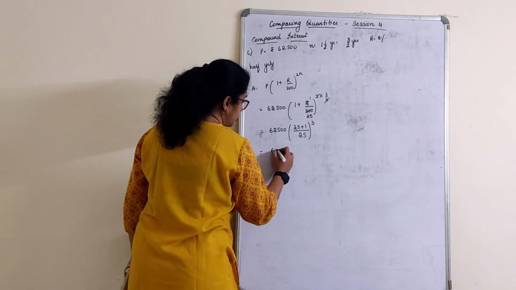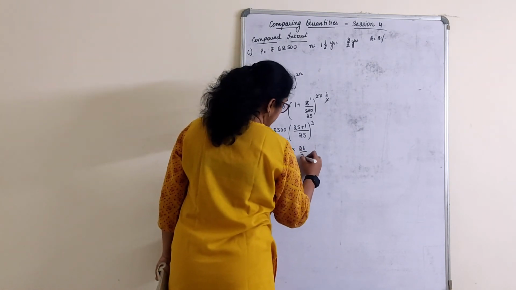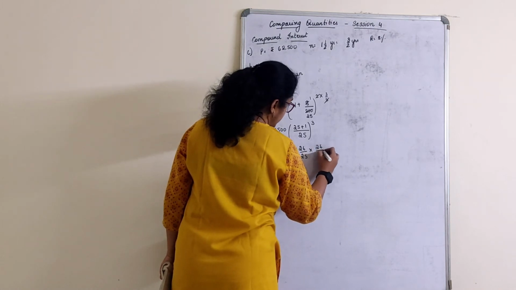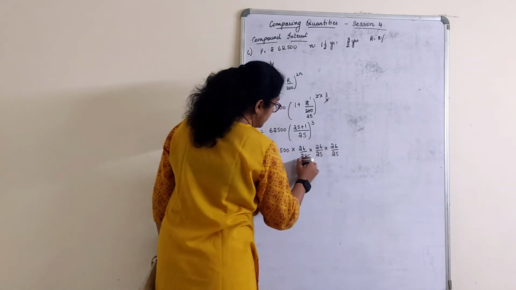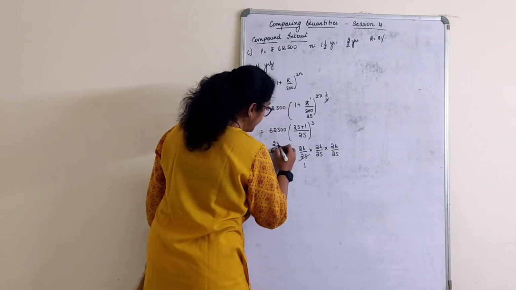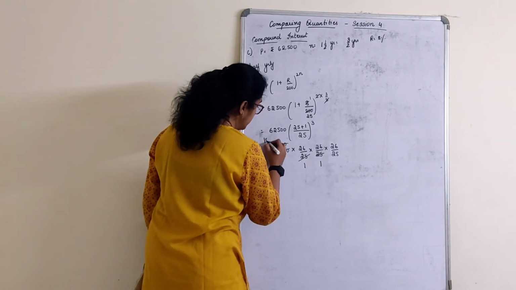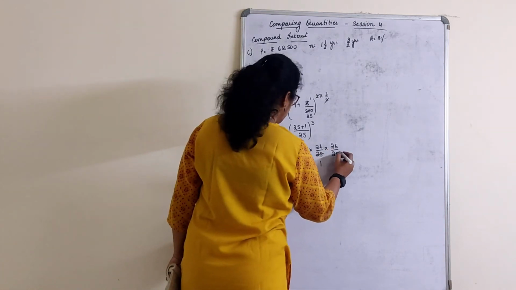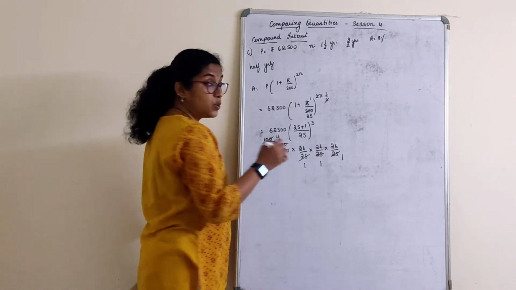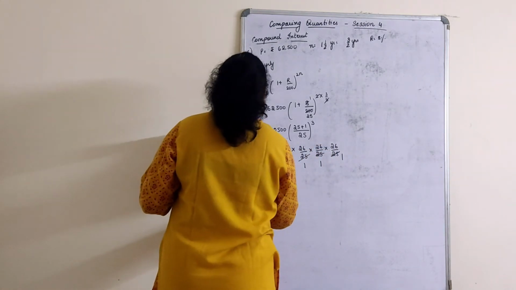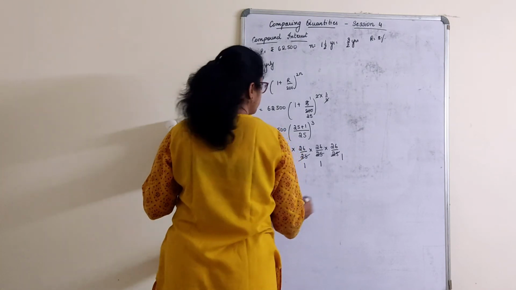A bit long calculation. 62,500 into 26 by 25, 26 by 25, 26 by 25. 25 ones are 25, 25 twos are 625, double 0. 25 ones are 25, ones are 2 more zeros. Then 26 into 26 into 26, 3 times, into 4. Amount is equal to 70,304.